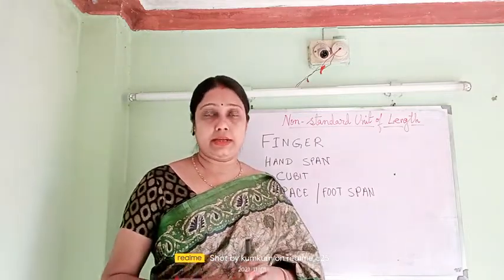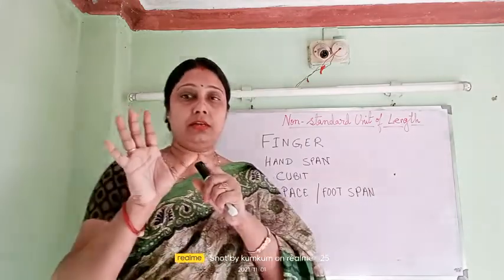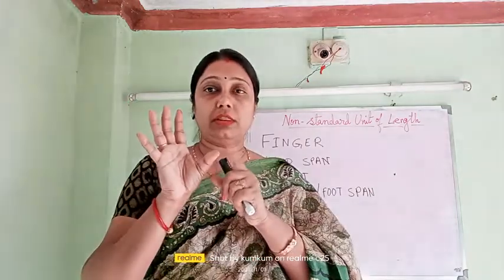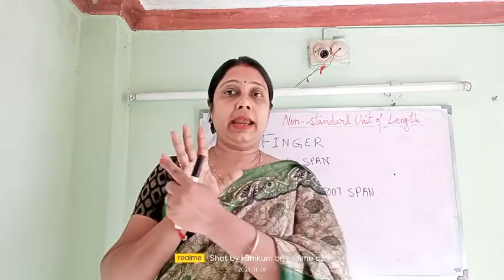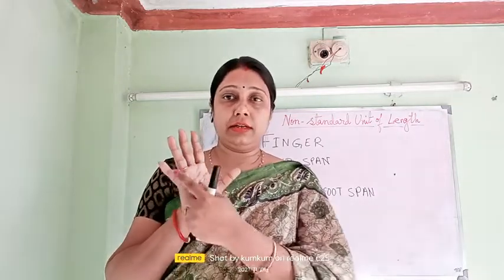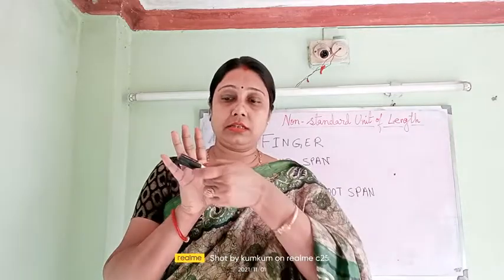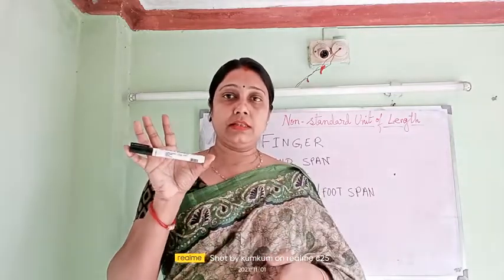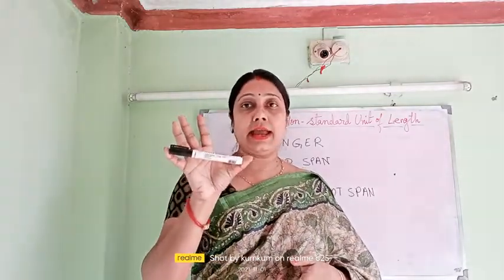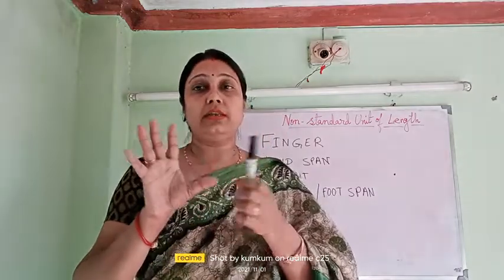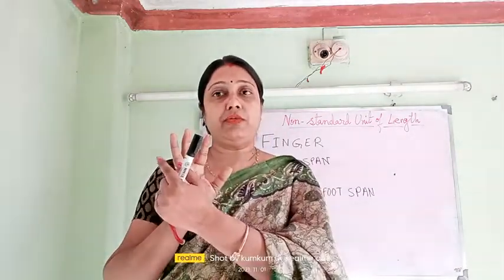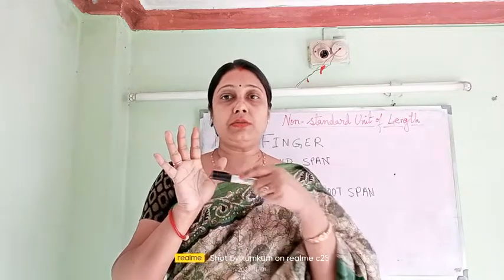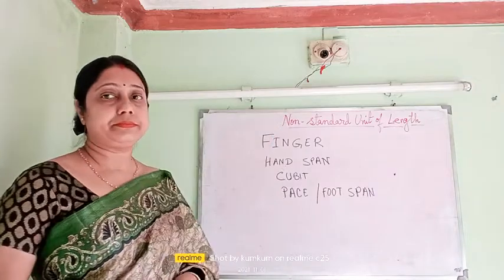What is hand span? The distance between the tip of your thumb and the tip of your little finger. This distance is known as hand span. So the distance from the tip of your thumb to the tip of your little finger, this in-between distance, is known as hand span.